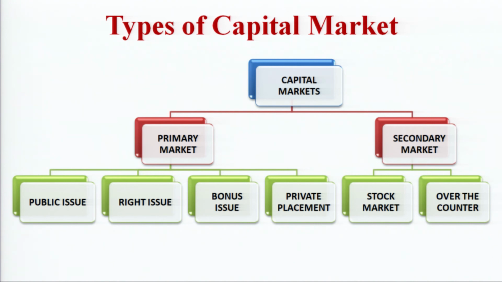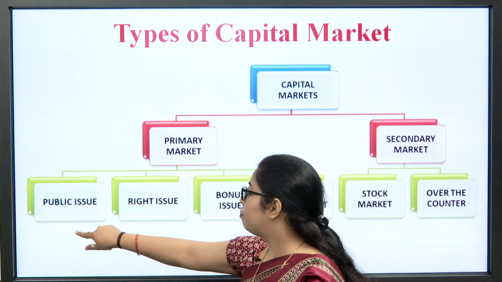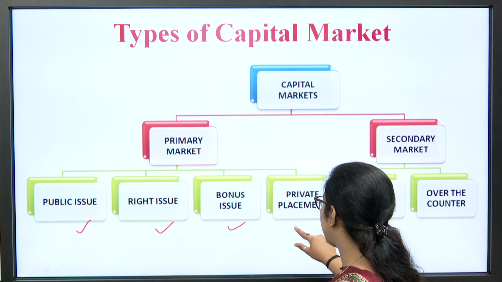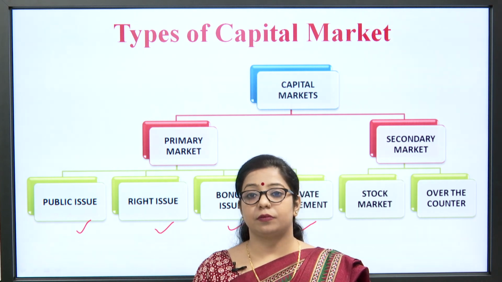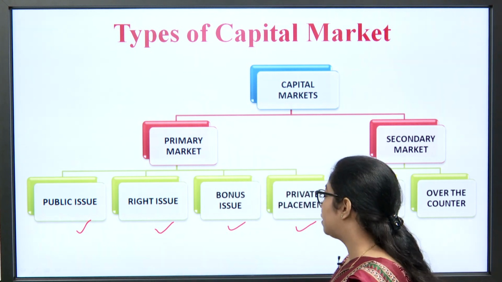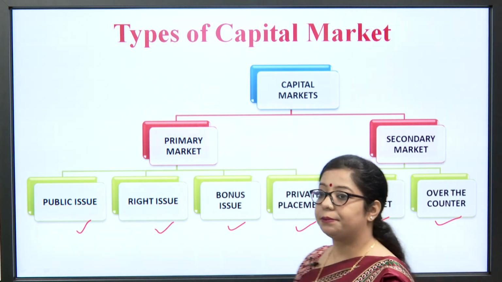Now, moving on further, after understanding the scenario of the capital market and its different features, we need to understand what the types of capital market are as a whole. The capital market is classified in two forms. The first is the primary market and the second is the secondary market. In the primary market, we have public issue, rights issue, bonus issue and private placement, methods through which we can allot securities or shares. The secondary market, which is also known as the aftermarket, includes the stock market and the over the counter market.